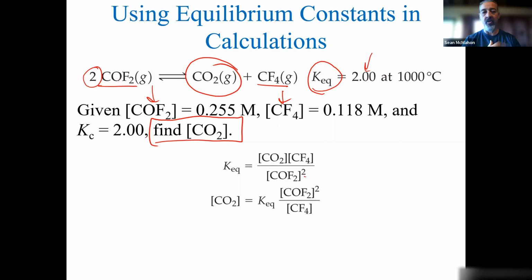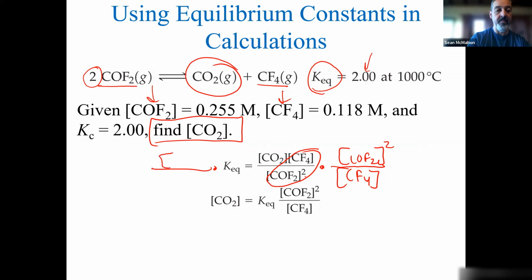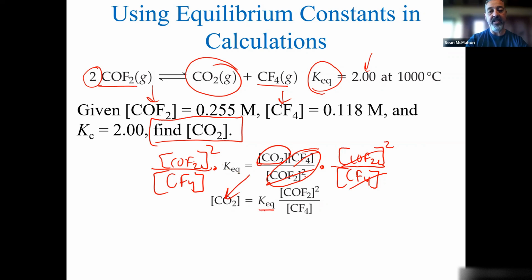Or I can rearrange. The way I rearranged this is I multiplied both sides by the reciprocal of this to get rid of it. Oops, sorry, incorrect. Got a little careless there. So what happens on this side, this cancels, and I'm just left with CO2. And then on this side, we can clearly see is my K of equilibrium, COF2 squared over CF4. You don't have to rearrange it algebraically. You could just plug your numbers in. You'll end up getting the same answer, but I like to rearrange things.